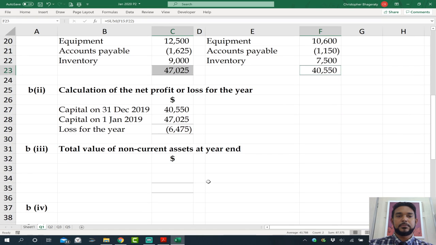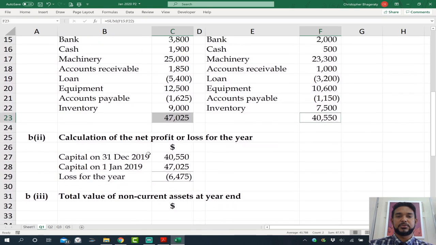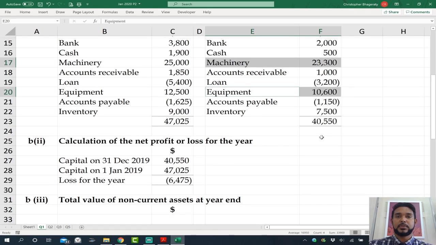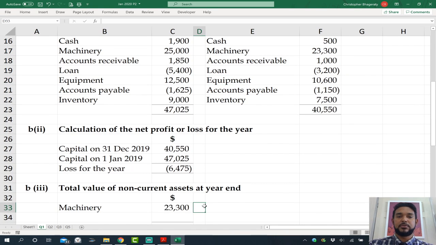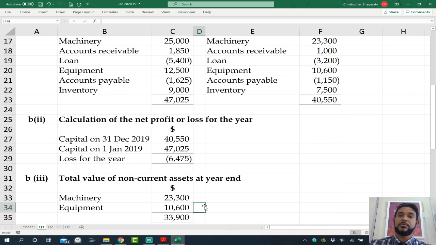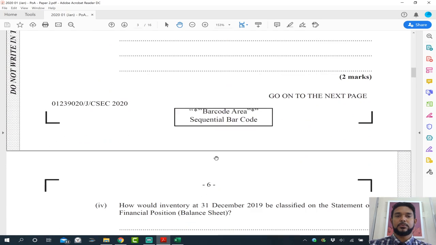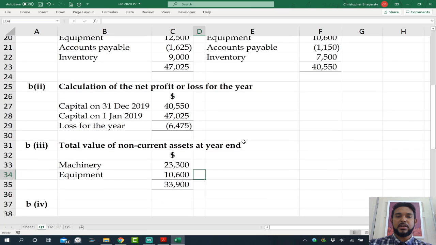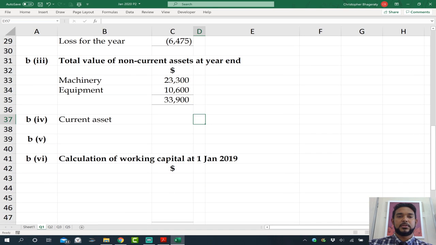Okay. Total value of non-current assets at year end. So non-current assets would be the machinery and the equipment. So those are the long-lasting assets, which we expect to last for longer than 1 year. All right, so what I'll do is I'll just show you machinery, and I said at the end of the year, so that's 23.3 and 10.6, which will give us 33,900. So it's a simple total they were looking for. From here now, how would the inventory at the 31st December 2019 be classified on the statement of financial position? So inventory is stock, and it would be classified as a current asset. All right, inventory is a current asset.